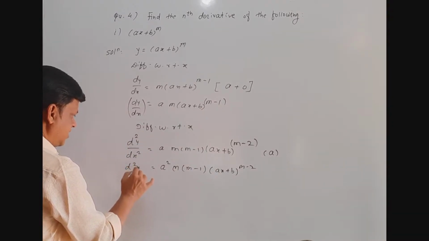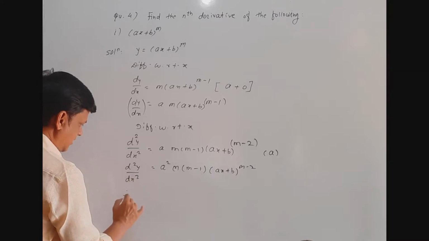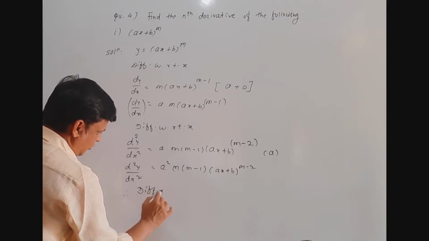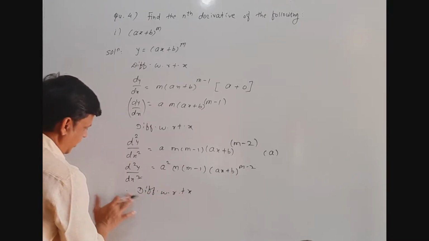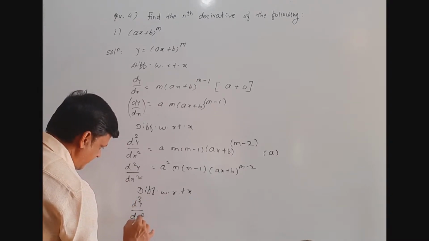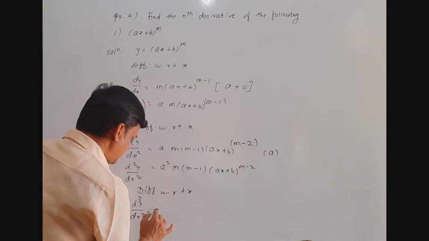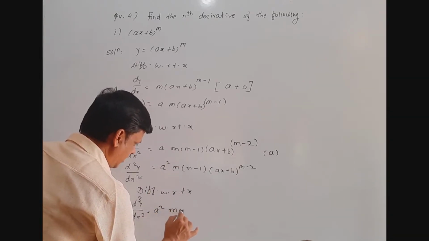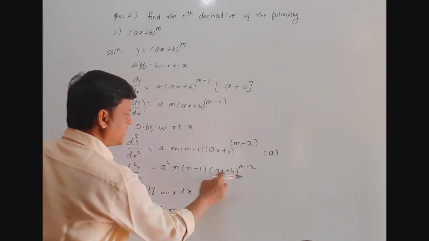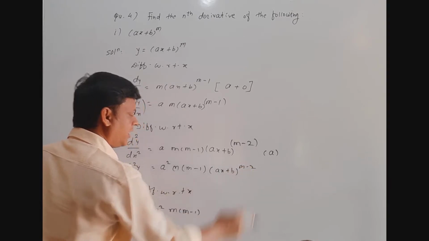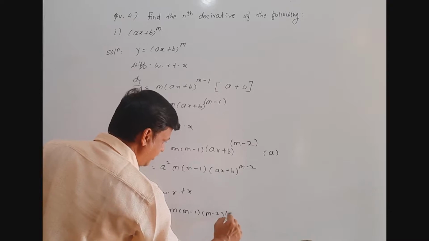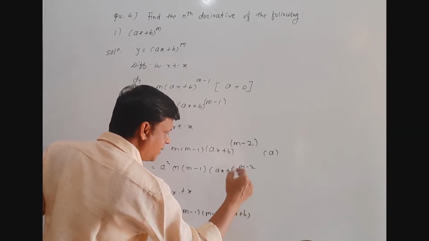Now we again differentiate this with respect to x. Now derivative of this d2y by dx2, we write d3y by dx3. Then a square as it is, this m into m minus 1 as it is. We write here derivative of this (ax + b) raised to the power m minus 2. Here again we apply power rule. So write m minus 2 in multiplication and reduce the power of this ax plus b by 1.